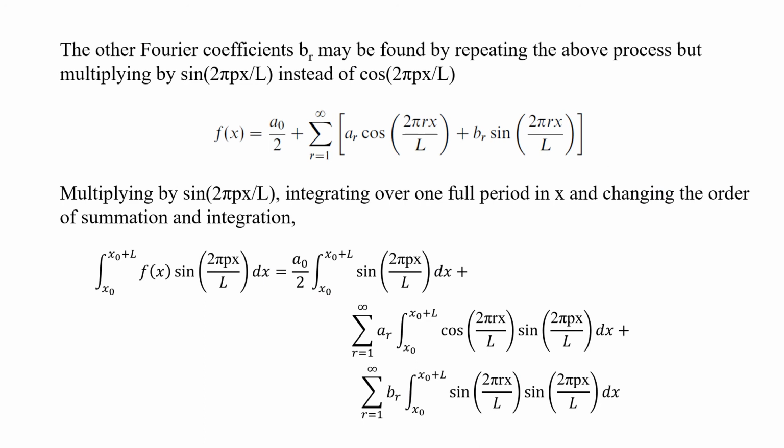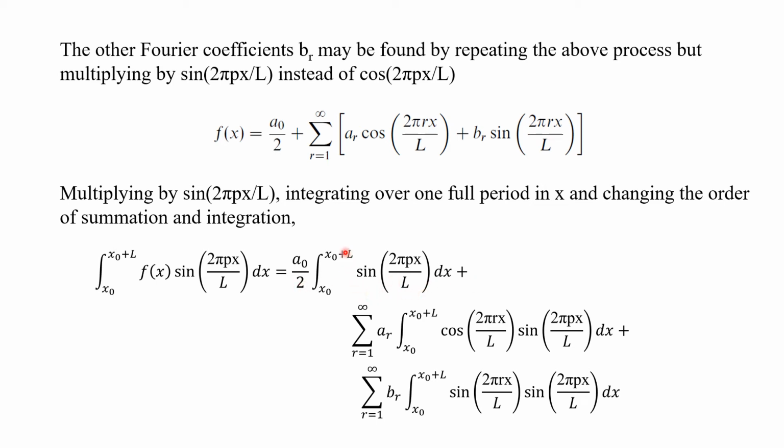The Fourier coefficients bᵣ may be found by repeating the process previously, but multiplying this time by sine 2πpx over L instead of cosine 2πpx over L. So we start with the same expression. We just multiply this one by sine 2πpx over L, and then integrating over one full period in x and changing the order of summation and integration, we get this one here. So you have the integral from x₀ to x₀ plus L of f(x) sine 2πpx over L dx. On the right-hand side, we multiplied sine 2πpx over L to this one here, and this bᵣ term here. So we get these expressions here.